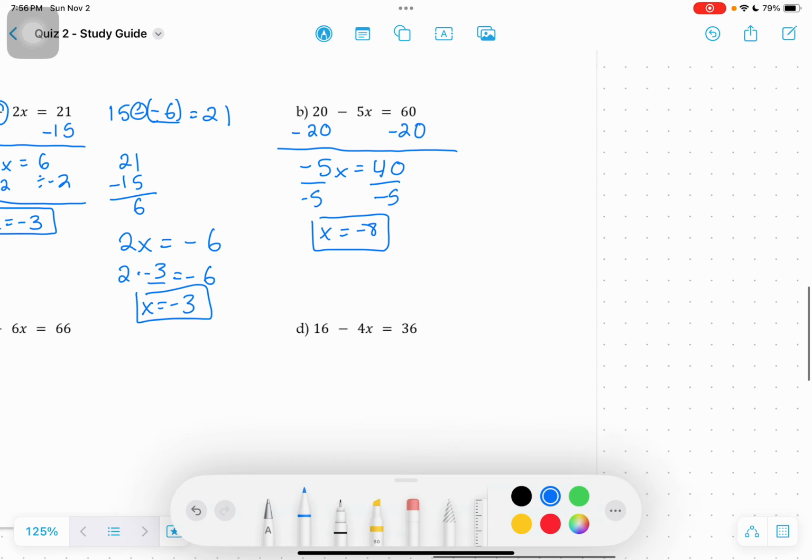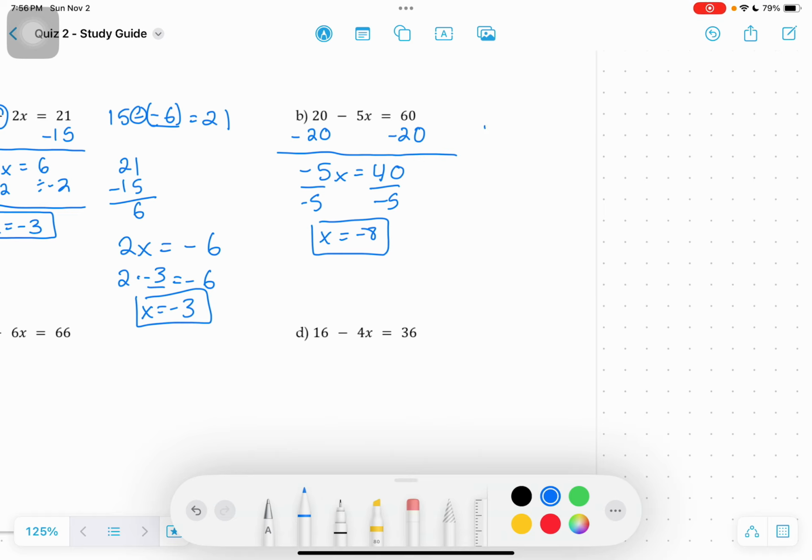Again, let's do equation reasoning. 20 minus something equals 60. It would be impossible to do a subtraction and result in a bigger number if I use anything positive. So I'll have to use something negative. How about negative 40? That works.